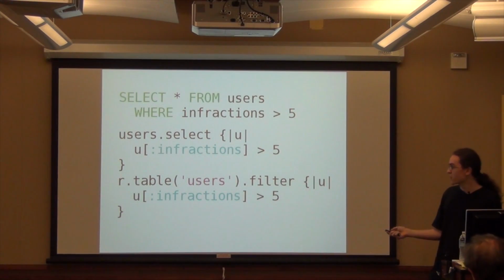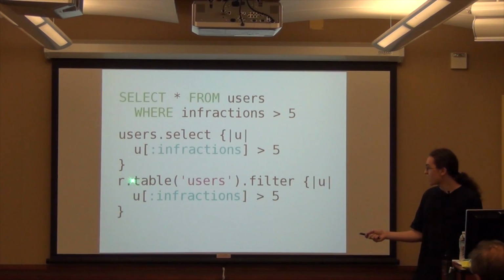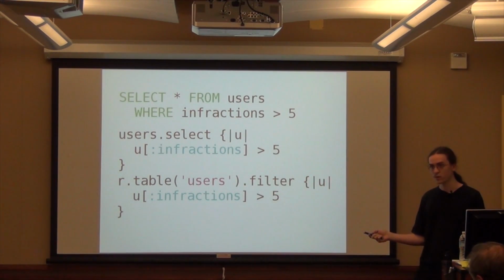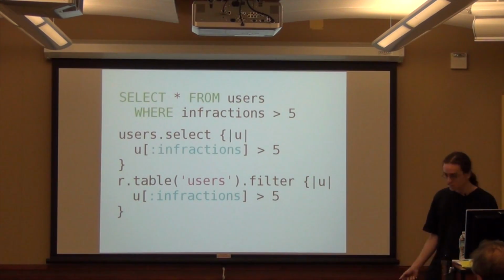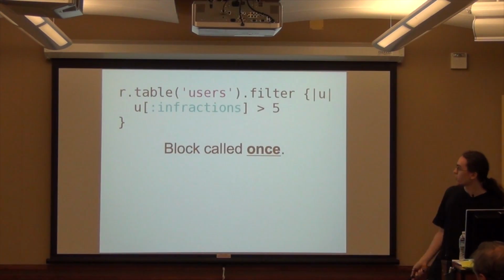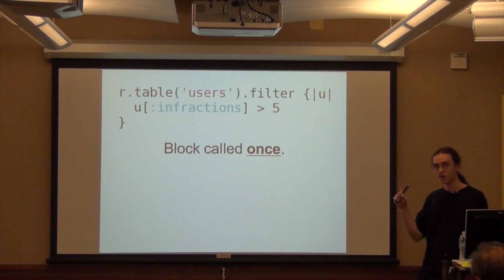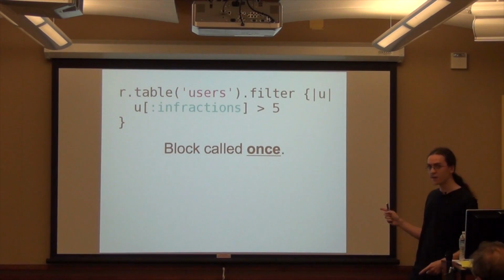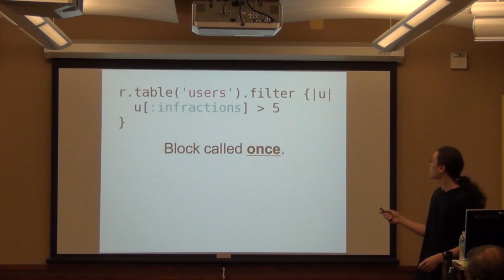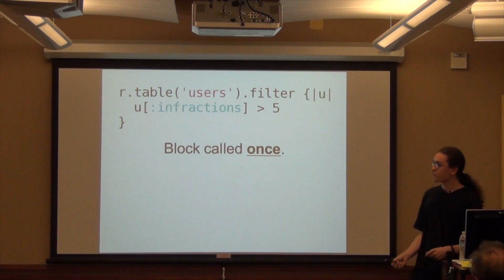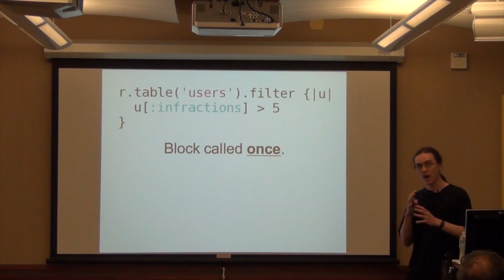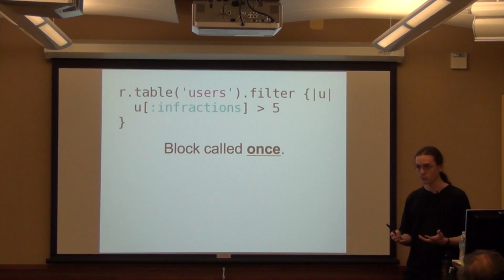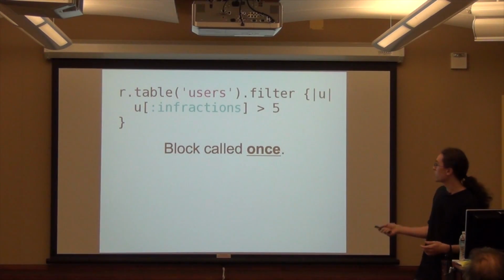So despite what it looks like, this is not taking all the users on the server and then calling this block on each one to figure out which ones go into the final list. What's actually going on is that this block is called exactly once. And the way we do that is that when we call the block that one time, we pass in a bookkeeping object. And that bookkeeping object keeps track of all the operations that are done to it and builds up a sort of abstract syntax tree representing the operations that were performed. So U is this bookkeeping object.